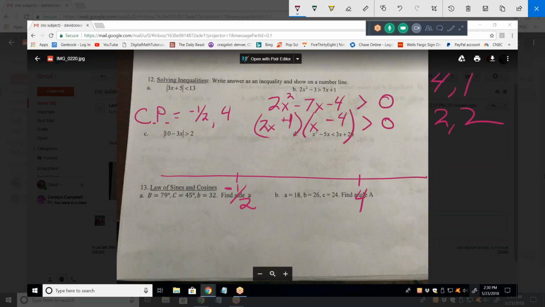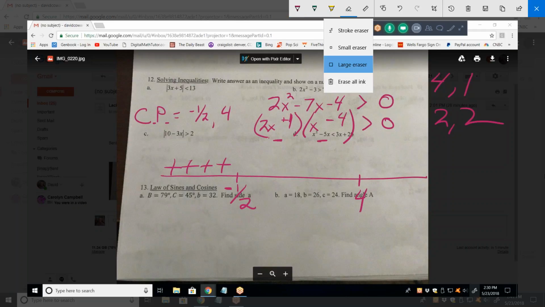Now, what I need to do is figure out that when I'm to the left of -1/2, what do I have? Do I have a positive number or a negative number? So pick a number to the left of -1/2. -2. Okay. When you plug in -2, this term here is negative, correct? Yep. When you plug in -2, that term is negative. Negative times negative is positive. That's greater than 0. Everything to the left of -2 is positive.